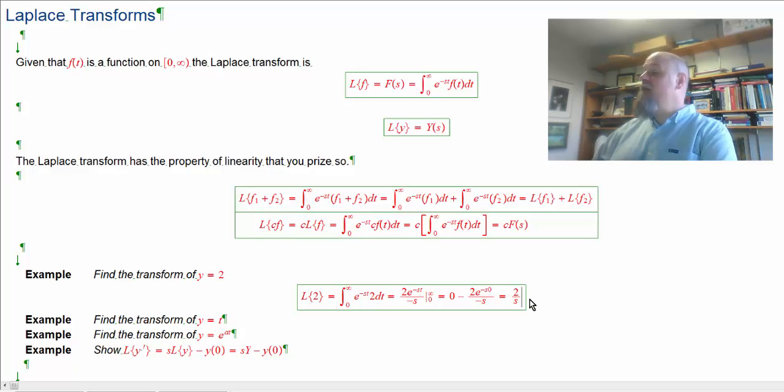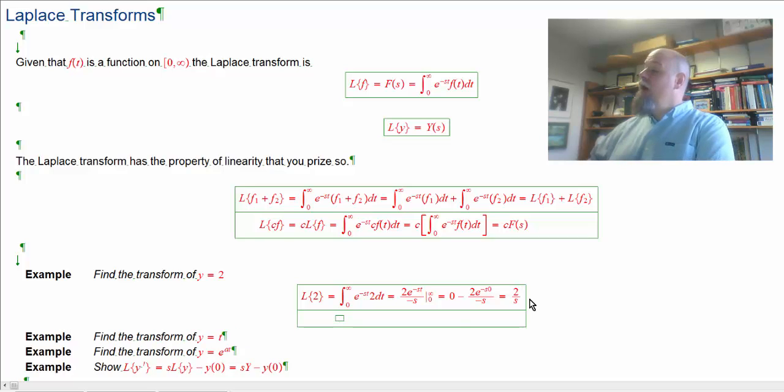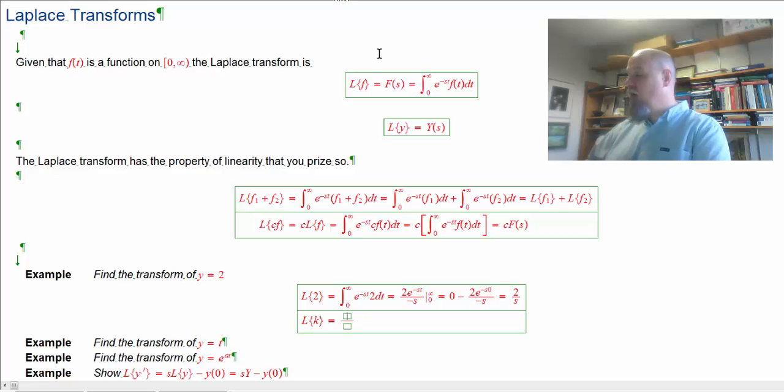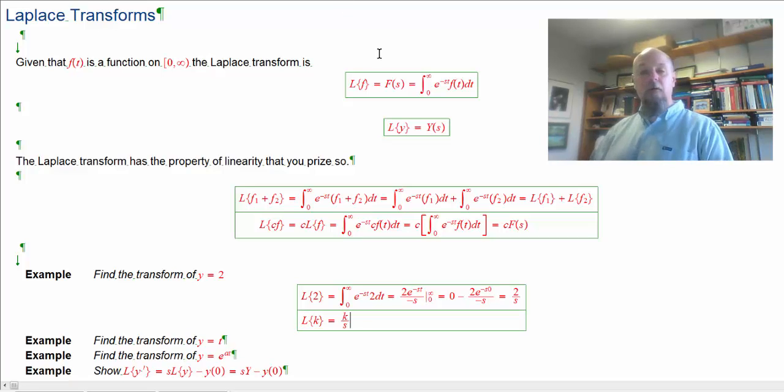So I never have to do this integration again. In fact, I can generalize this a little bit further. The 2 didn't do anything, right? If the 2 was a 7, this would have been 7 over s. So we can make this a rule. The Laplace transform of a constant, let's say k is a constant, is just k over s. We can make that a rule.